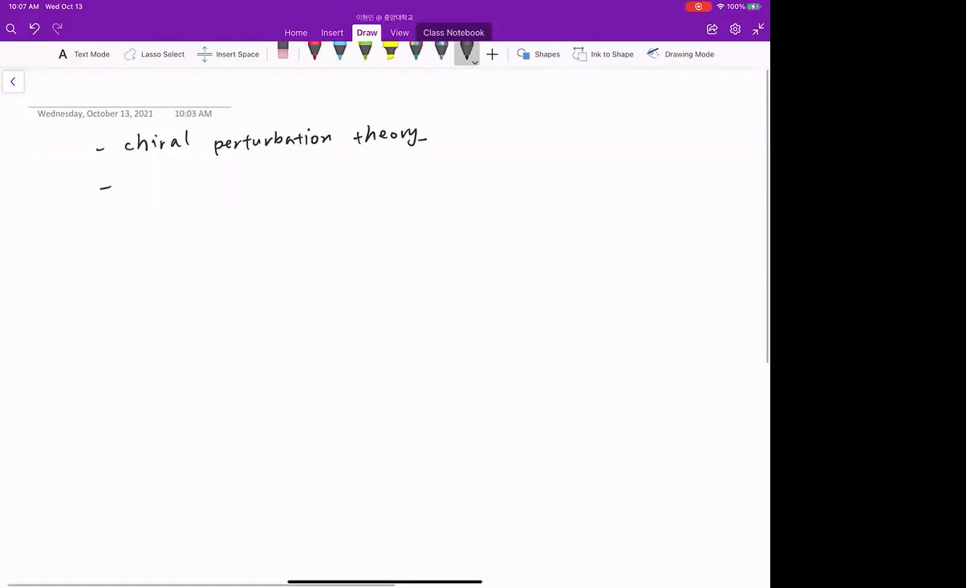Today I'm going to discuss chiral perturbation theory. What is the effective description of the mesons and interaction terms, how to match to the standard model quarks. So matching.